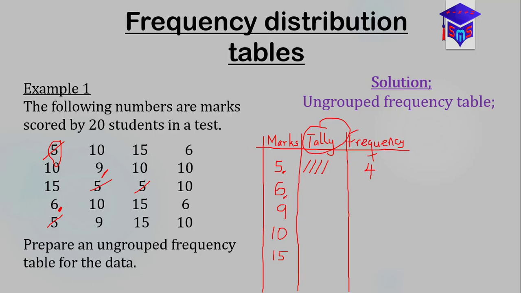Now you come to the number 6. Someone can begin from here and see, okay, this is my 6, the first one. So I'm going to put a stroke over here, 1. Then I'll continue and see that this is my second 6. I'll put another stroke here to represent the second count. And I'll continue and see this is my third 6. I'll put another stroke here to represent the third count. And that is the last one. So 1, 2, 3, and I'm going to write 3 over here as my frequency. And you see how this one works.